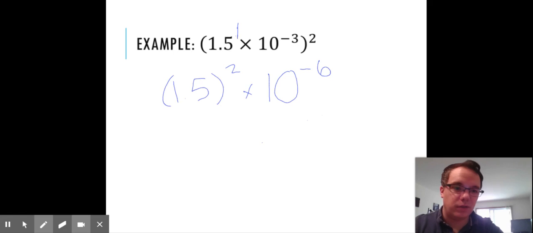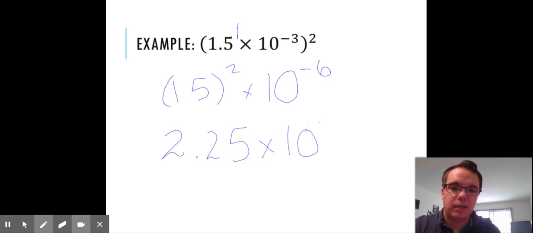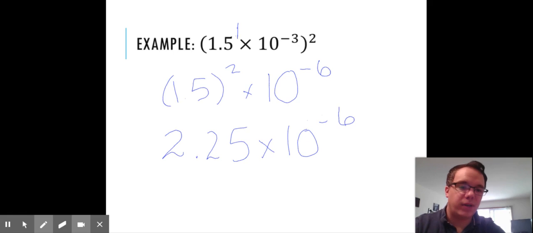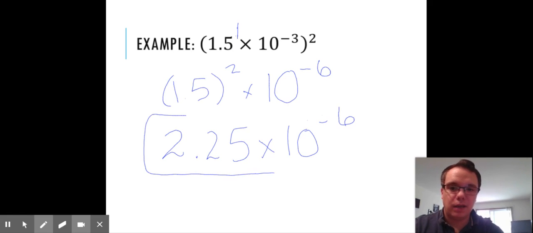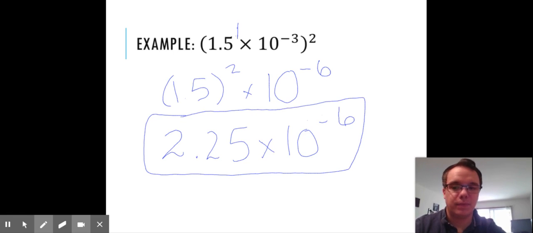And then all we have to do is actually find what 1.5 squared is, and 1.5 squared is 2.25 times 10 to the negative 6. So again, we don't have to move our decimal at all because our number in scientific notation starts with a 2, and 2 is between 1 and 9. So our answer here is 2.25 times 10 to the negative 6. So that is multiplying.